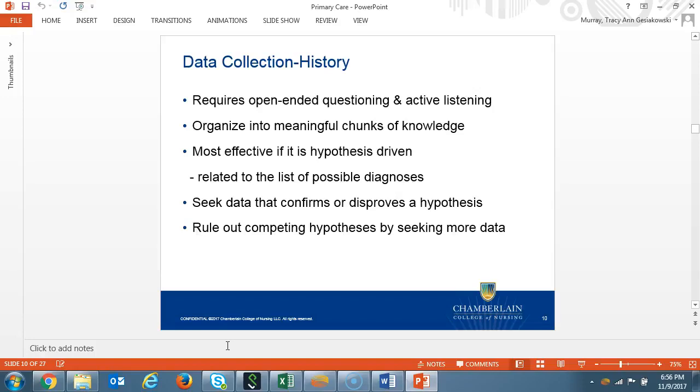Hypothesis-driven data means that data that would confirm or disprove a specific hypothesis is specifically sought and recorded. However, obtaining data that fit one possible problem is not enough. Competing hypotheses must be ruled out by seeking additional data, and the provider needs to consider that the priority list of hypotheses may change based on new information.